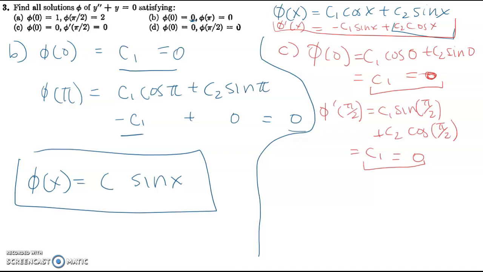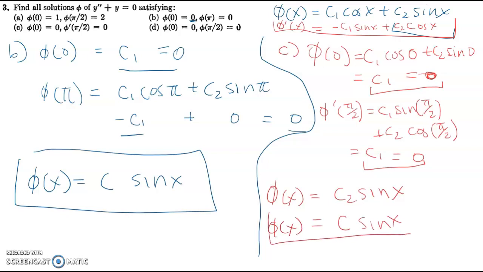So back in our original equation, we can write down that 0 times cosine x is always going to stay 0. So this is going to be C2 sine of x. Since we only have one constant, we can just go ahead and write C. And so this would be our final answer for part C.